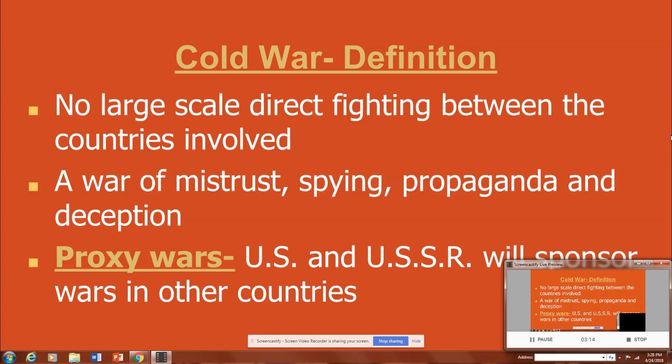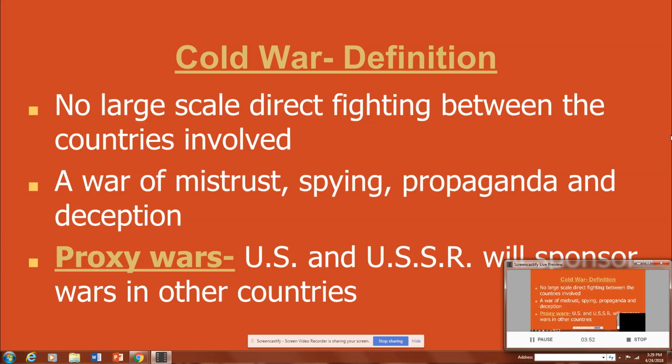Now, the definition of a Cold War, we've only had one Cold War, so there it is. You could basically put in the United States and the Soviet Union had no large-scale direct fighting between each other. Instead, we didn't trust one another. We spied on one another. We used propaganda to make the other look like the country was falling apart, like we were demons, on both sides. That we were just not good people, and we deceived one another in a lot of ways throughout this time period. But we didn't fight one another directly.